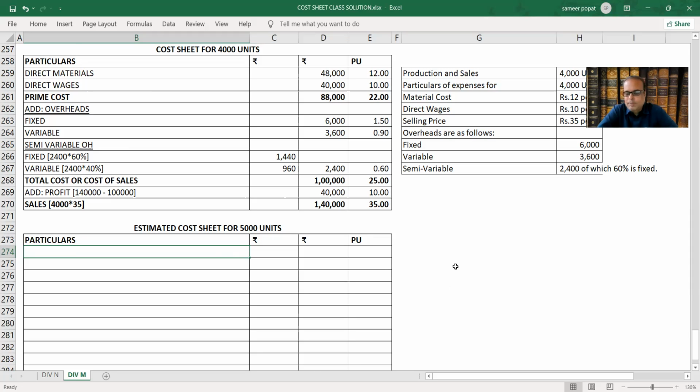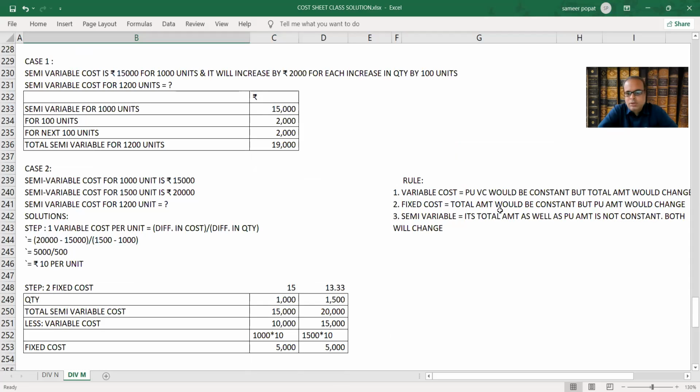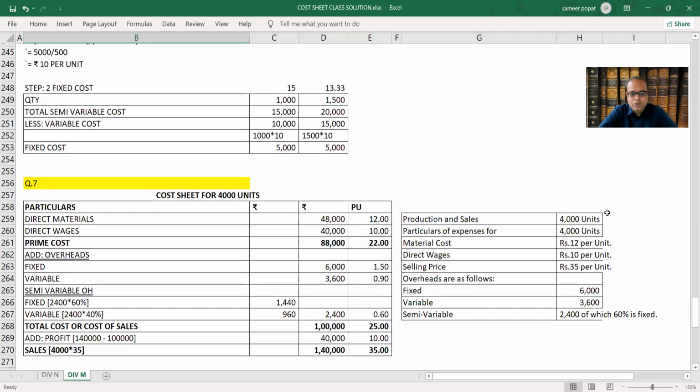Now, applying the rule, in case of variable cost, its per unit variable cost would be constant, but total amount would change. In case of fixed cost, total amount would be constant, but per rate amount would change. And in case of semi-variable, both will not be constant. Per unit as well as total amount, both will change. Okay, so let us just continue the solution.